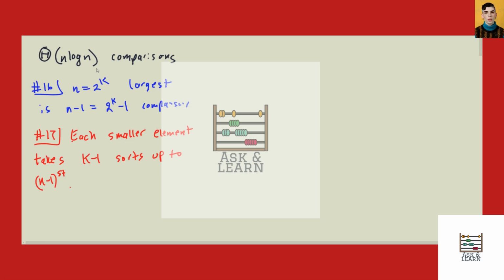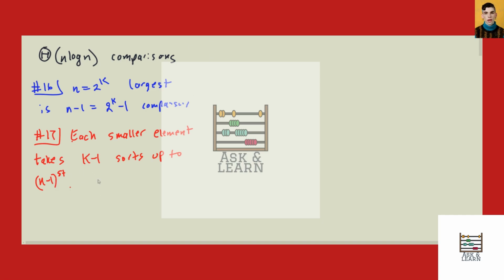So they want us to show that for the tournament sort, we're going to have big O of n log n comparisons. From number 16, we already know to find our largest element, we're going to have n minus 1, or 2 to the k minus 1 comparisons, if n, the number of elements we're sorting, is 2 to the k. And then we found for each smaller element after this, for our comparison sort, it's just going to be k minus 1 sorts up to the n minus 1 largest element.